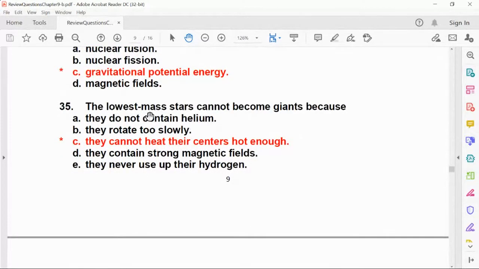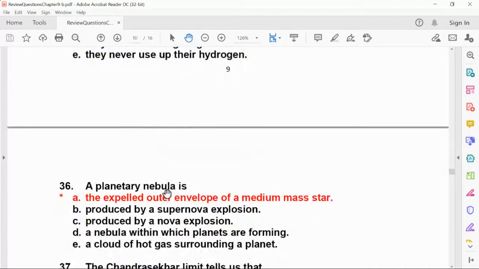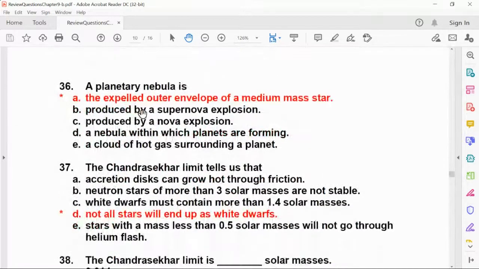35, the lowest mass stars cannot become giants because they cannot heat their centers hot enough. There are stars which basically have very low mass, so they cannot heat their centers enough to have high temperatures for the nuclear fusion to take place.